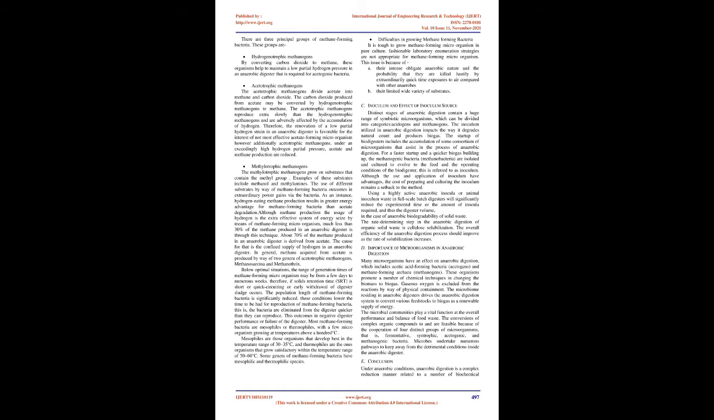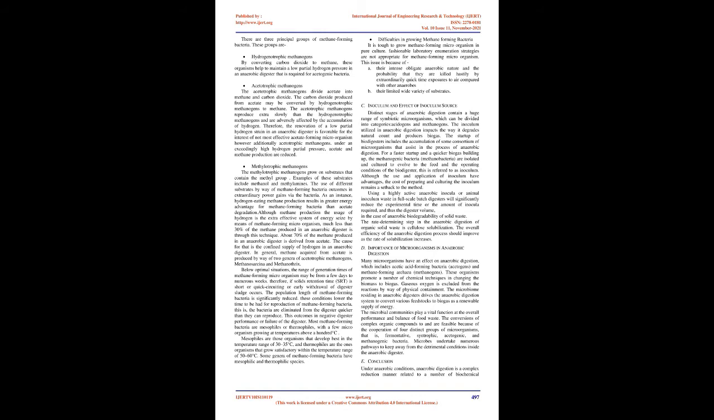Acetotrophic methanogens. The acetotrophic methanogens divide acetate into methane and carbon dioxide. The carbon dioxide produced from acetate may be converted by hydrogenotrophic methanogens to methane. The acetotrophic methanogens reproduce more slowly than the hydrogenotrophic methanogens and are adversely affected by the accumulation of hydrogen. Therefore, the maintenance of a low partial hydrogen pressure in an anaerobic digester is favorable for the activity of not only acetate-forming microorganisms. However, additionally, acetotrophic methanogens under an exceedingly high hydrogen partial pressure, acetate and methane production are reduced.